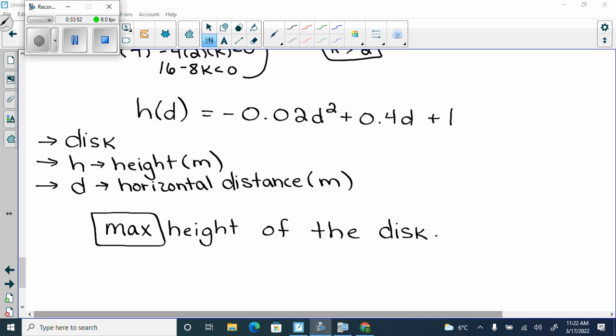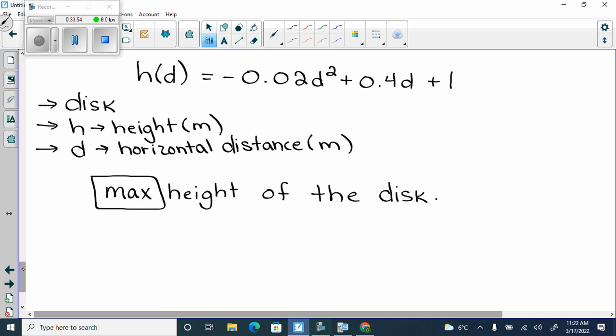Okay, so we're going to complete the square on this one. We're going to get h of d equals negative 0.02 square bracket round bracket d squared. When I go 0.4 divided by negative 0.02, what do we get? That's 0.4 divided by, is it 20? 0.4 divided by negative 0.02. You get negative 20 D.